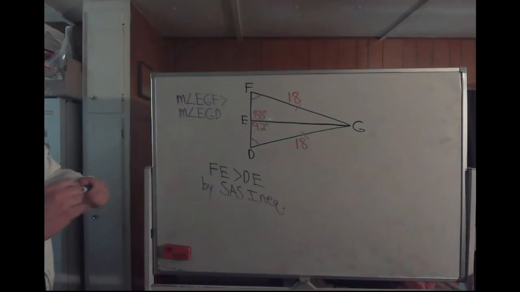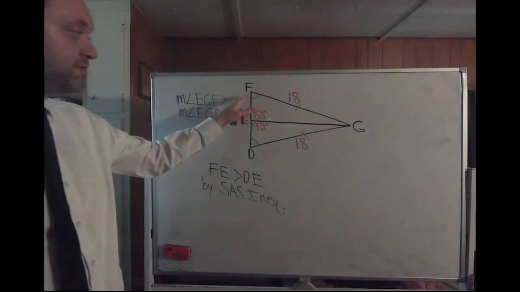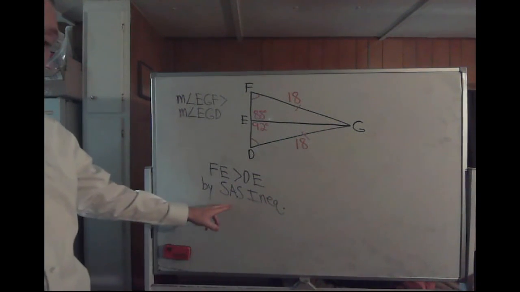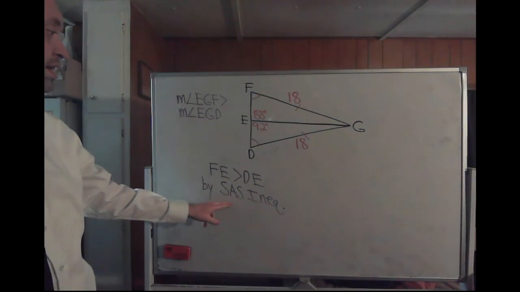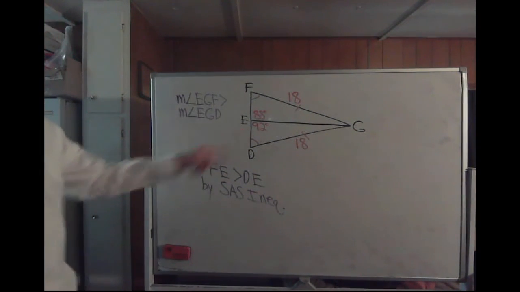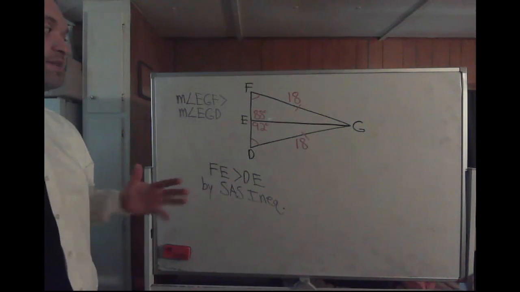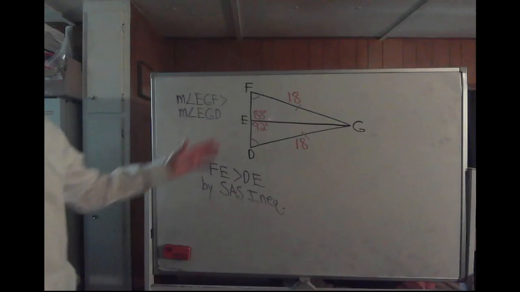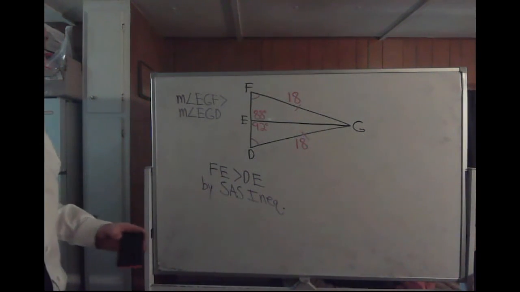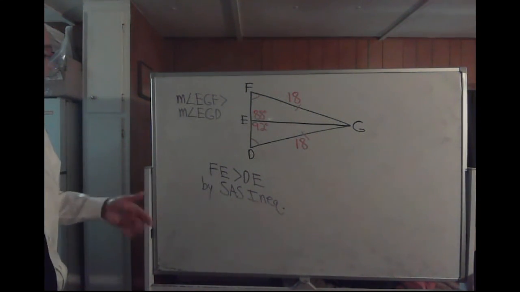So since in the end we were able to conclude that angle EGF is greater than angle EGD, by the side-angle-side inequality theorem, that means that the length of FE is greater than the length of DE. So sometimes you have to dig a bit and remember past theorems and other properties to help you reach a conclusion, because I know at first it looked hopeless, like we couldn't reach one, but we actually can if we apply those other properties that we've learned.